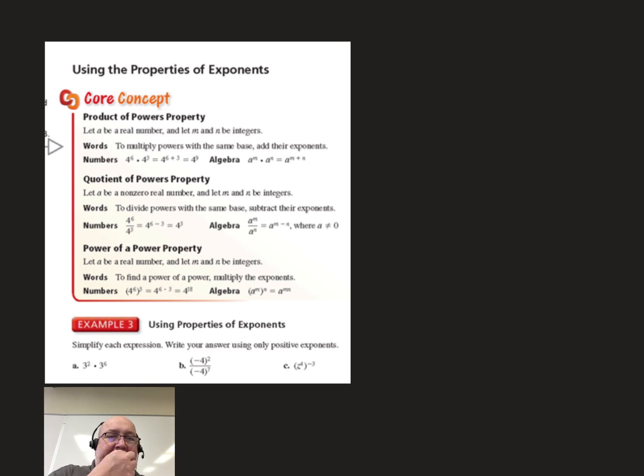And finally, the power of a power is dealing with parentheses. So when you have an exponent inside the parentheses and an exponent outside the parentheses, those multiply each other.